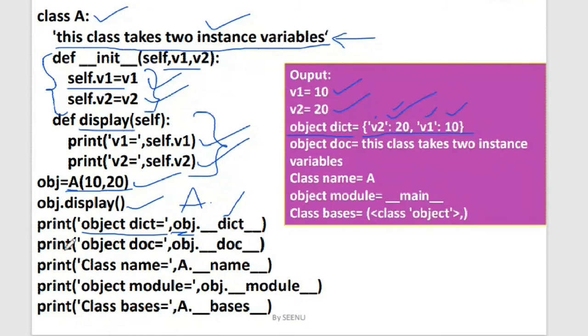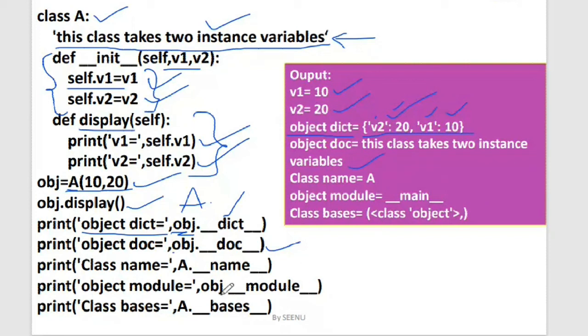Right. And in the next case, I said obj dot underscore underscore doc underscore underscore. This will return the doc string. If there is no doc string, it will return nothing. Here, since I gave the doc string, it is giving me the doc string. Whatever I have written here is printed over here. Okay, so this is the next attribute.